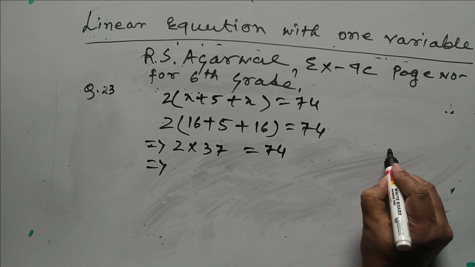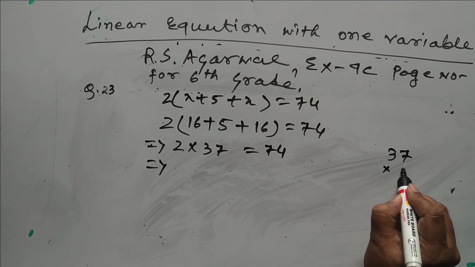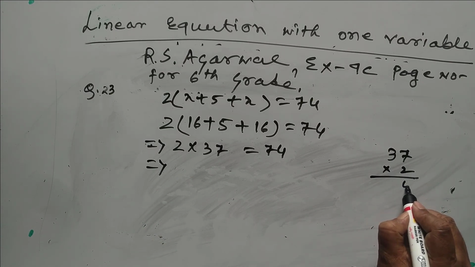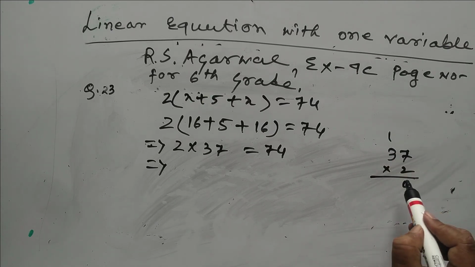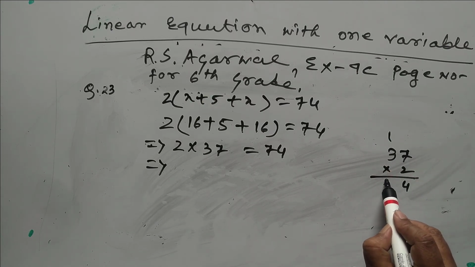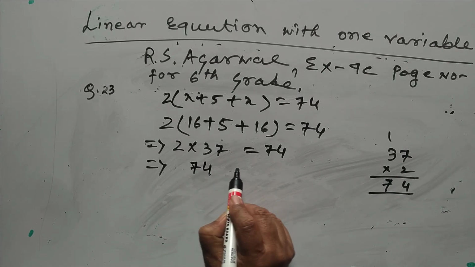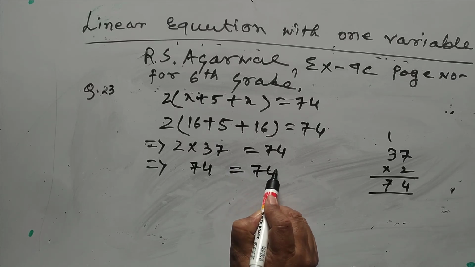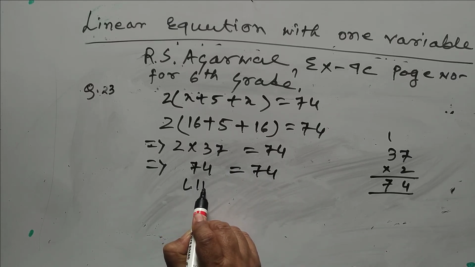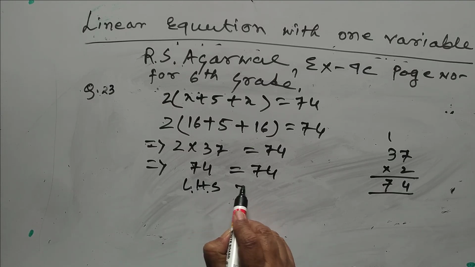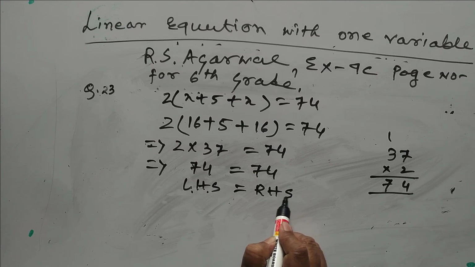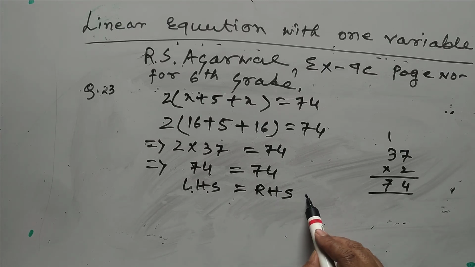Now 37 into 2: 2 sevens are 14, carried over 1, 3 twos are 6 and 1, 74. So this gives 74 equals 74. That means LHS equals RHS. So our equation is correct. Any problem, guys? I don't think so. There is no problem.